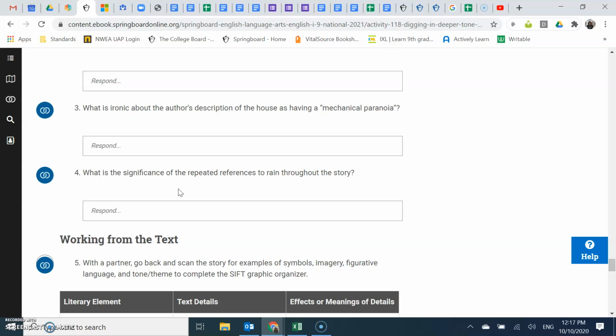What is the significance of the repeated reference to rain throughout the story? Why does he keep mentioning rain? What do you think? Remember, the house is trying to protect people. Can the house protect people? Can technology protect people from nature? Not really. The house can recommend that you leave with an umbrella so that you don't get wet, but it's going to rain no matter what the technology does, right? So rain is representing nature here. Does that make sense? Okay, cool.